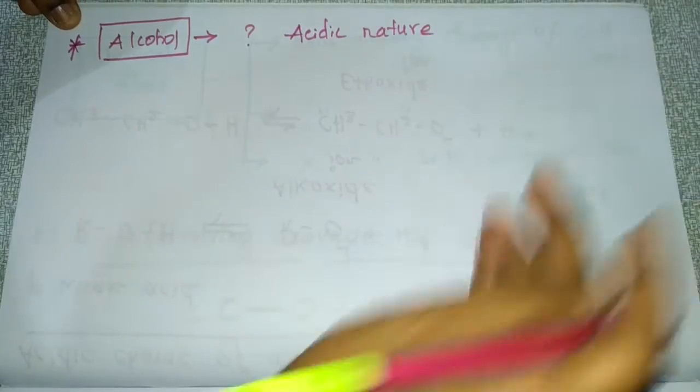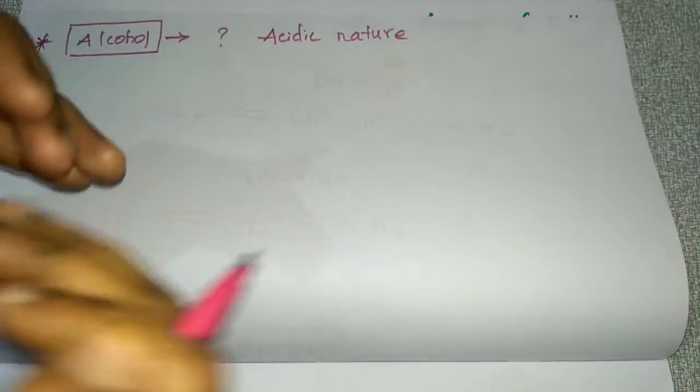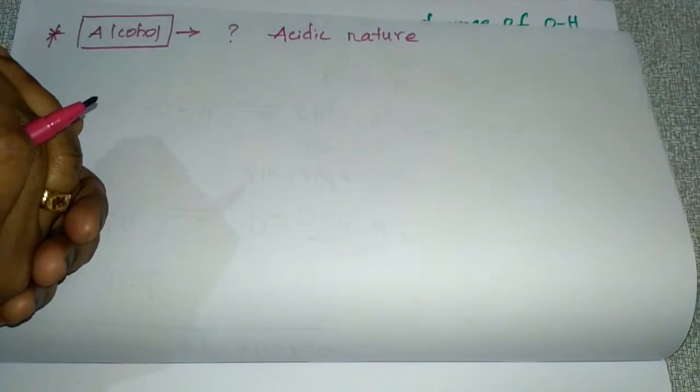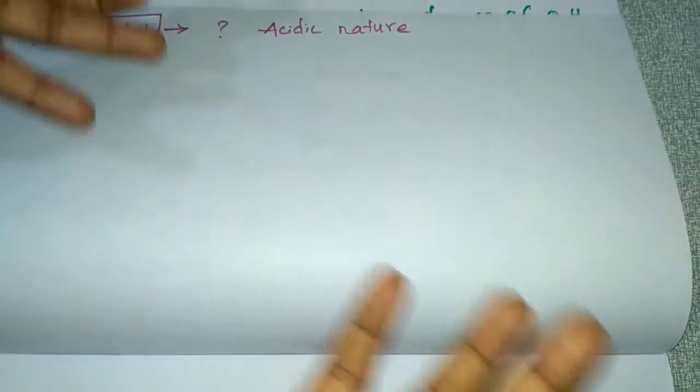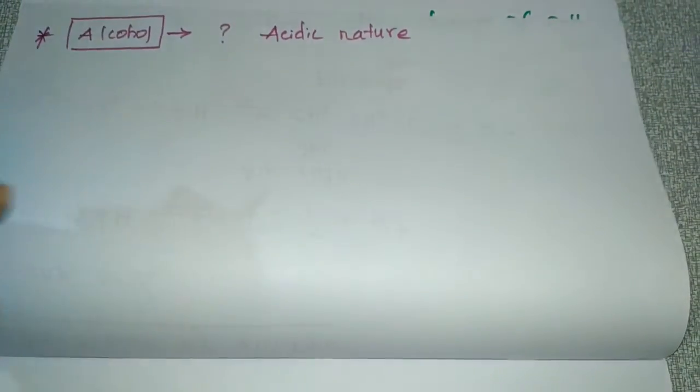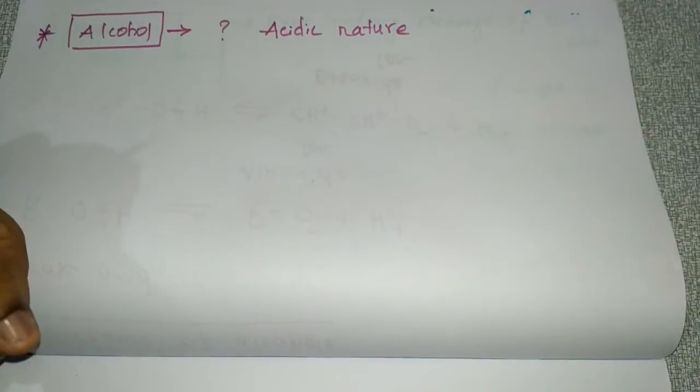So what do you mean by acidic nature? First of all, that particular compound should give out hydrogen ion. Then we can say that particular compound or molecule will have acidic nature. Here, if you take alcohol, how does it have acidic nature?